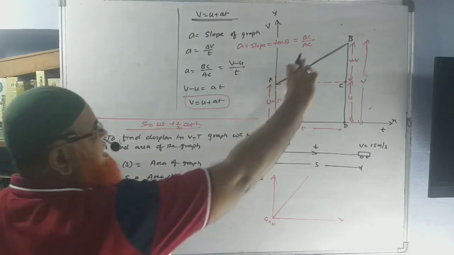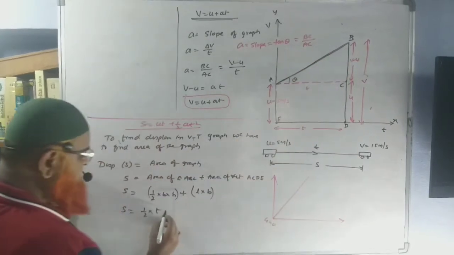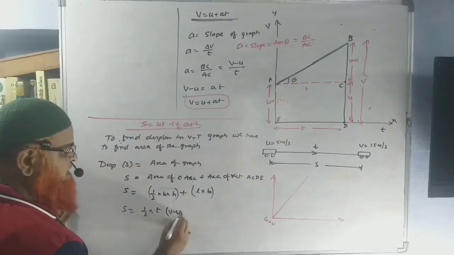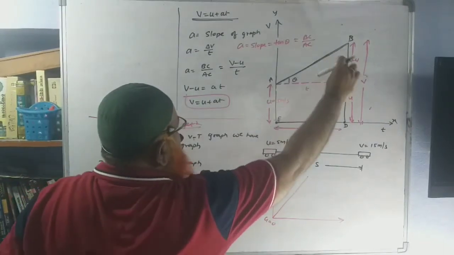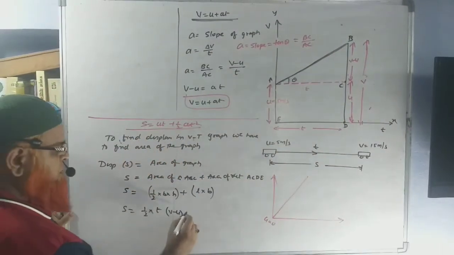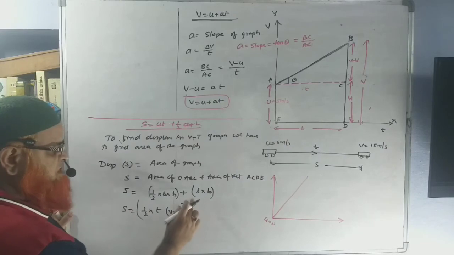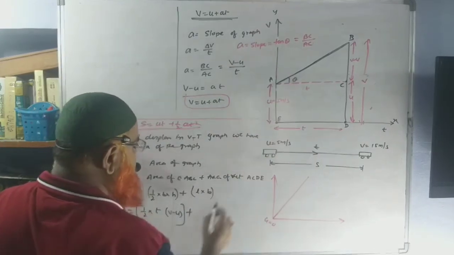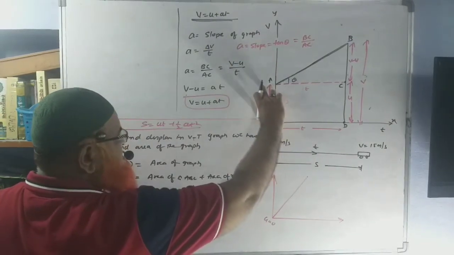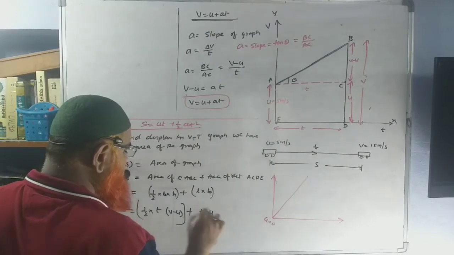So what is going to be the height here in this case? You can write height as V minus U. So half into base into height. Height can be written as V minus U. Okay, this is a separate part you can consider. Length into breadth. Length you can consider T and breadth you can consider U here.